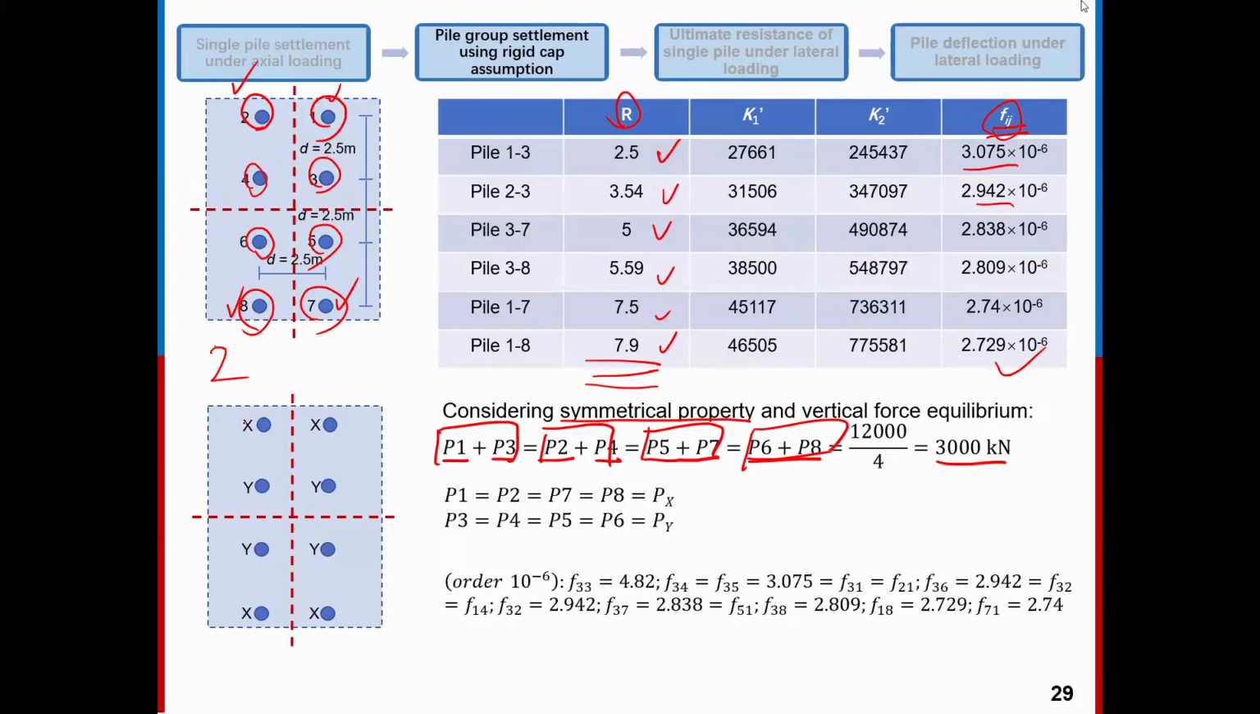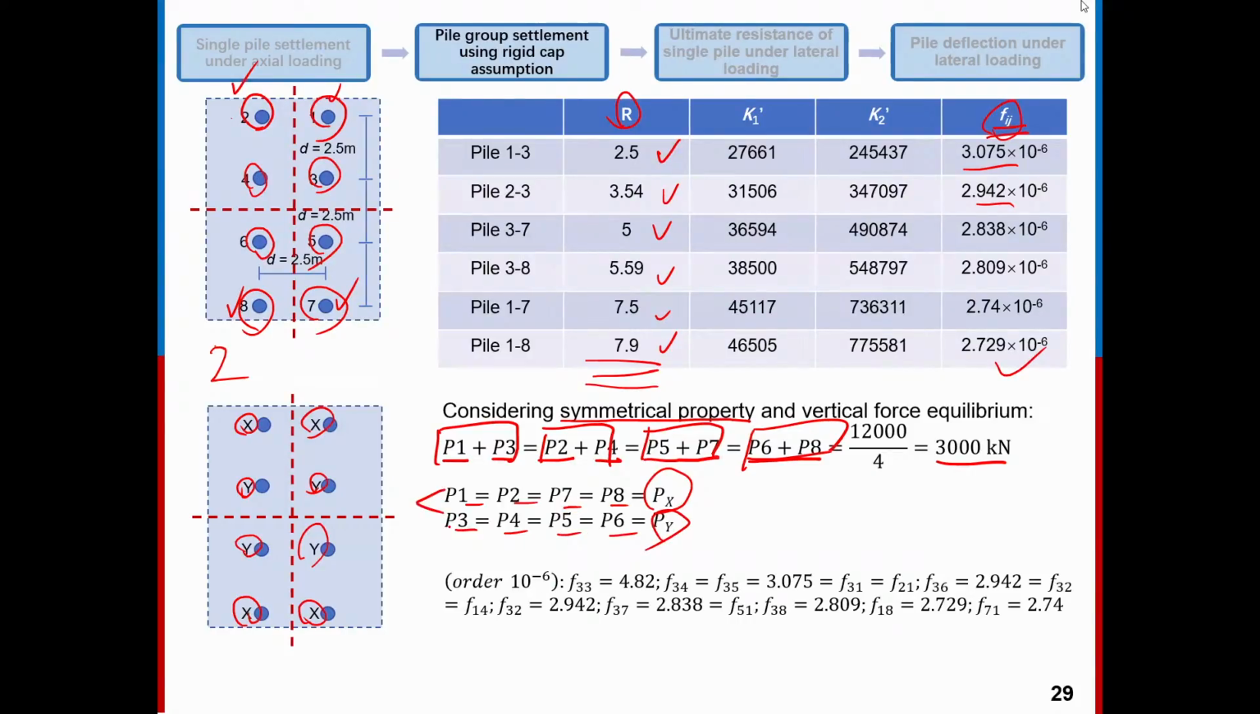Besides, as I just mentioned, the 8 piles can be divided into 2 groups. The first group is 1, 2, 7, 8. The second group is 3, 4, 5, 6. So we give a name: 1, 2, 7, 8 we call X, because the four are totally the same. And this group we call Y. So piles 1, 2, 7, 8 are equal to PX, and piles 3, 4, 5, 6 are PY.